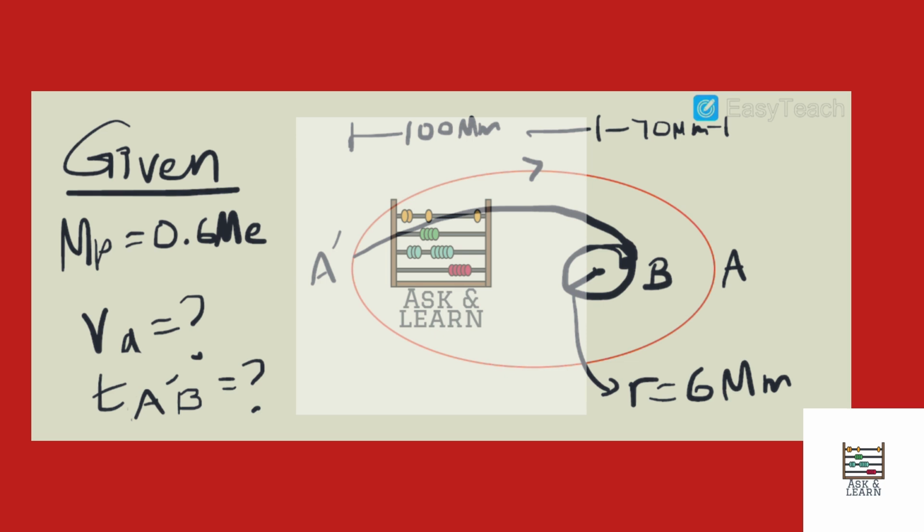Hey everyone, so what we have here is a rocket that is trying to land on the surface of the planet. What we're asked to solve for is to determine the flight speed it must have at A prime so that landing occurs at B, and we're also asked to determine the time it takes the rocket to land from A prime to B. We have to assume that the mass of the planet is 0.6 times that of the Earth.